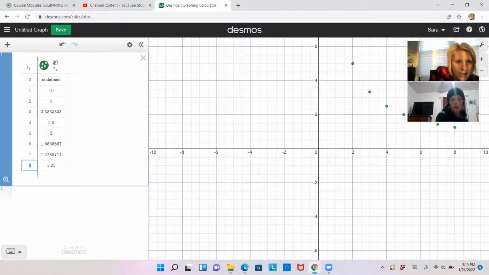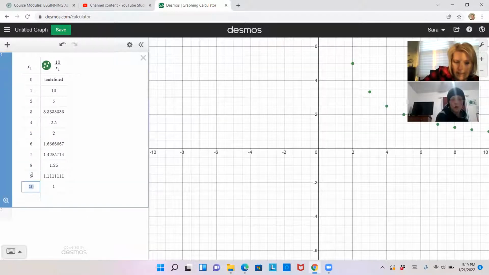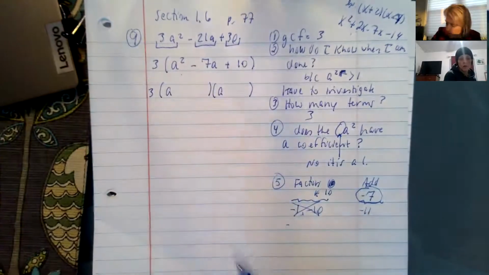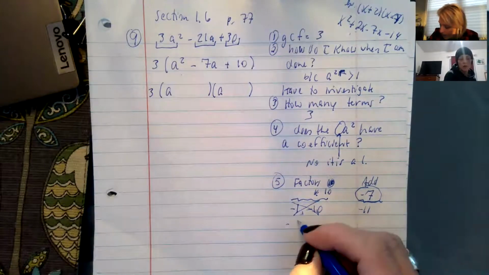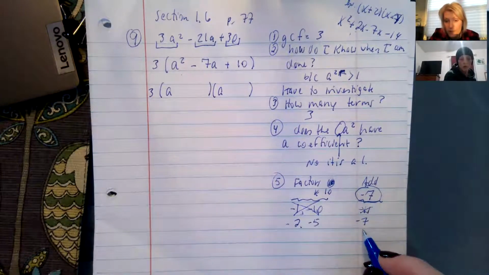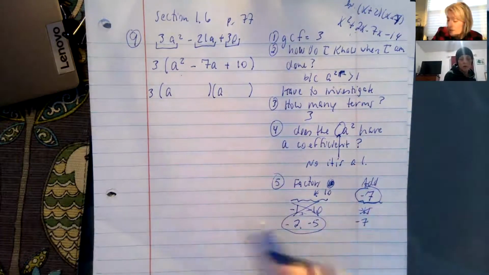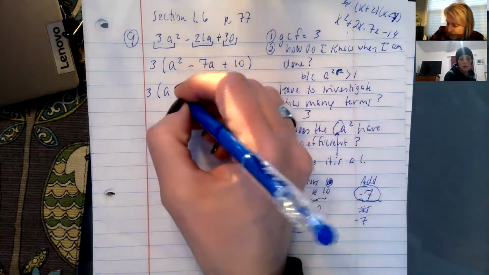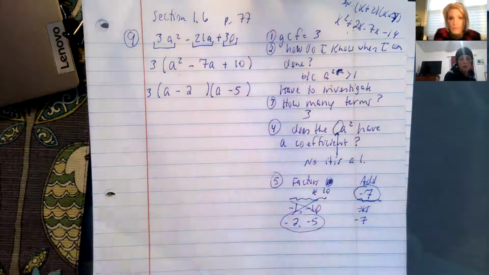So you can see that 10 does divide by 1, and that's 1 and 10. All the integer pairs are going to be the ones that are the factors. So we've got 1 and 10, 2 and 5, 9 is not, and then we're back to 1 and 10. So those are our only factors. We have -1, -10, that didn't work, but we have a -2 and a -5, and that does add to a -7. So this is the magic pair that we're looking for. Luckily, 10 only had 2 sets of factors. So we have a -2 and a -5.